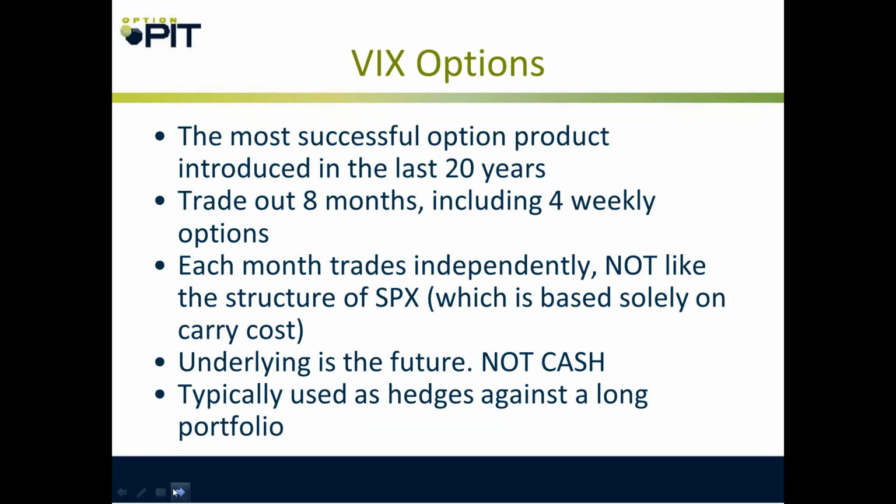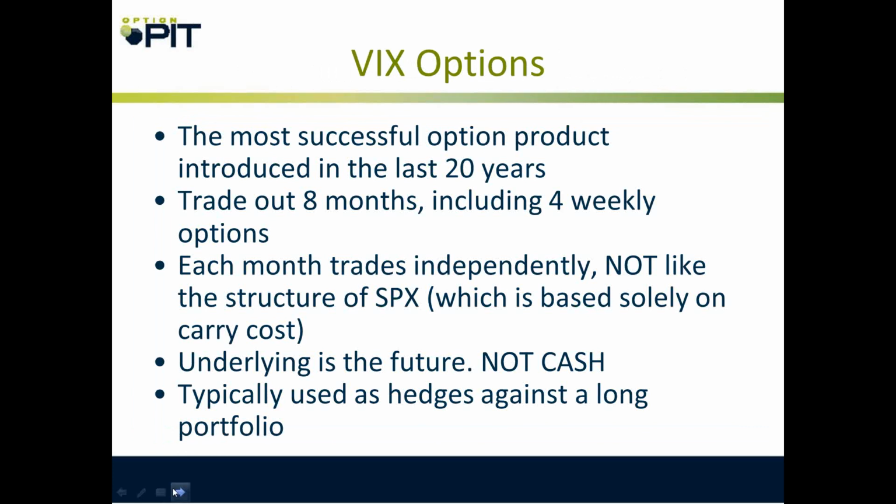VIX options. VIX options are the most successful product introduced in the last 20 years. They trade out 8 months, including 4 weekly options. Each month, again, trades independently. And the underlying is the VIX future, not the VIX cash. So VIX futures track the VIX, but they don't trade with it.